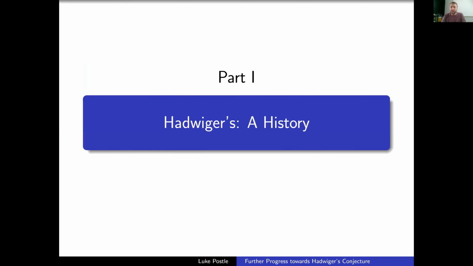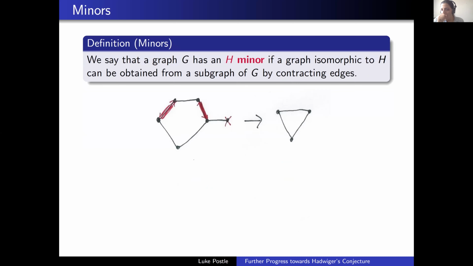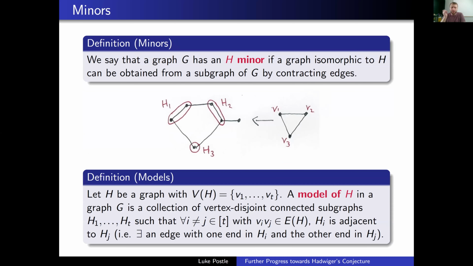So just to remind you of some of the history, I think you all know what coloring is. K-coloring: we want adjacent vertices to not receive the same color. A graph is K-colorable if it has a K-coloring, and the chromatic number is the smallest such K. Minors are the other major topic for Hadwiger's. Just to remind you, you get a minor from a subgraph by contracting edges, but if you're not familiar with this, it's more helpful to think of them as models, which is equivalent.